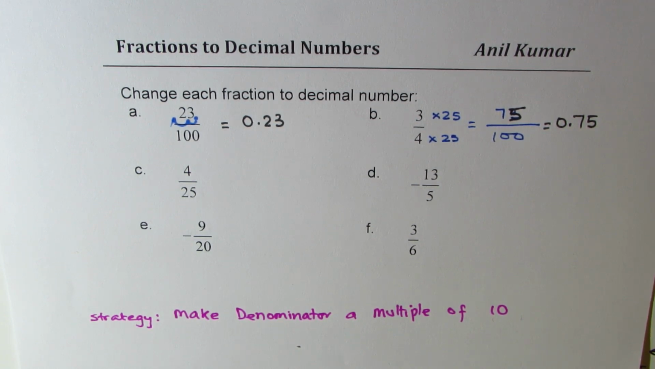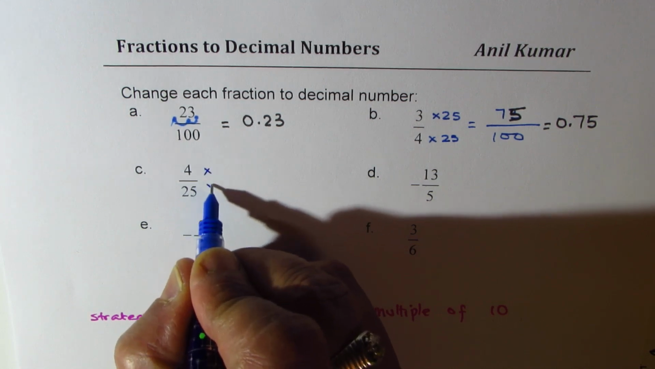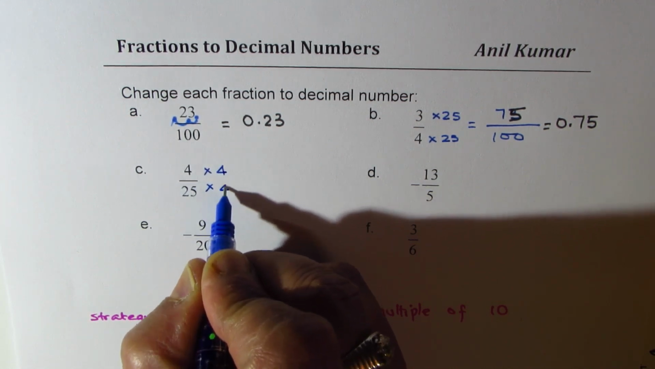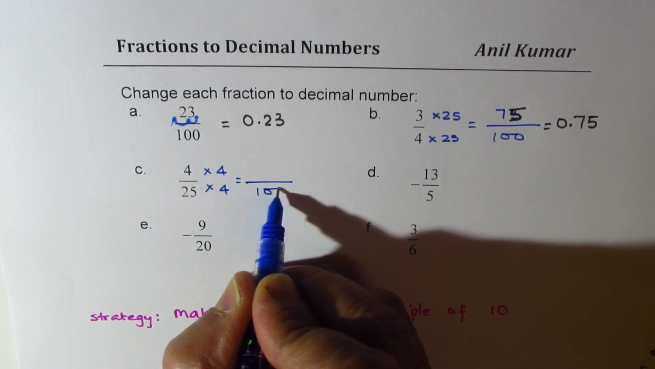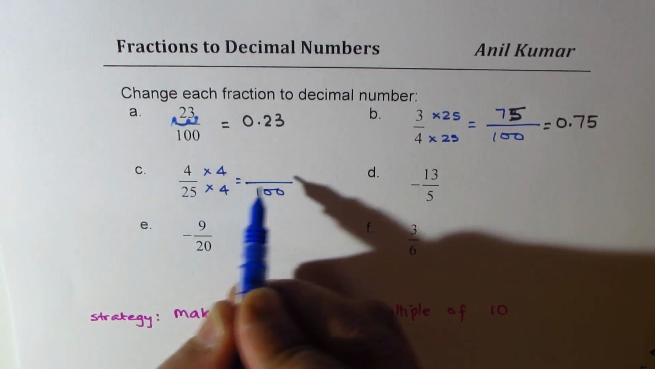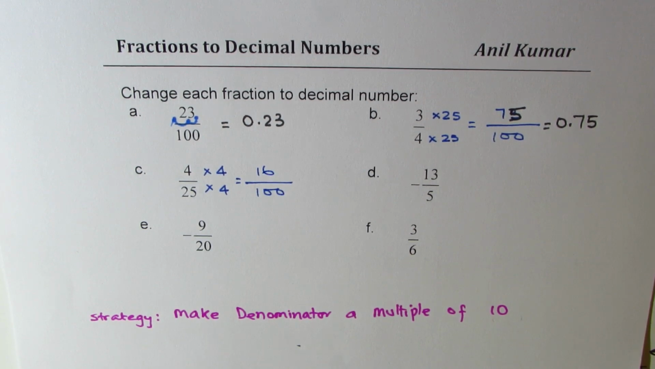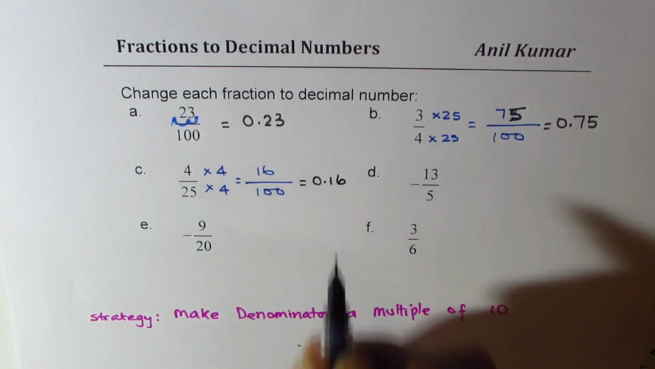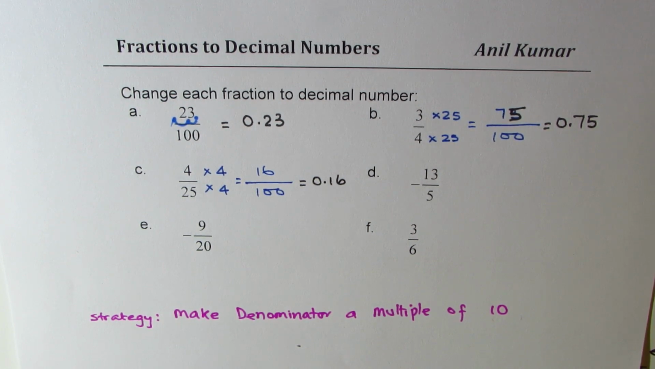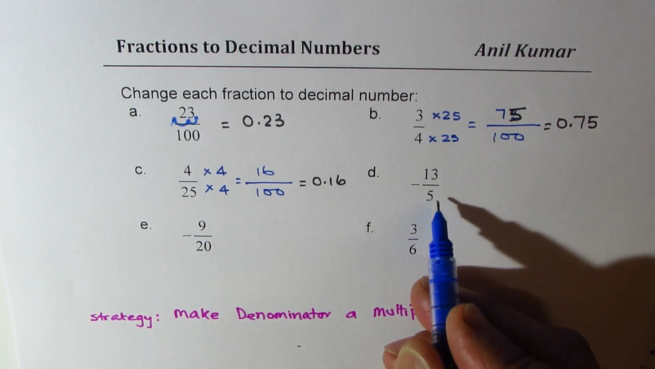The next fraction is 4 over 25. Now you know what to do. Multiply both by 4. Then what happens? The denominator becomes 100. 4 quarters. And 4 times 4 is 16. And we get the decimal number, which is 0.16. Clear?